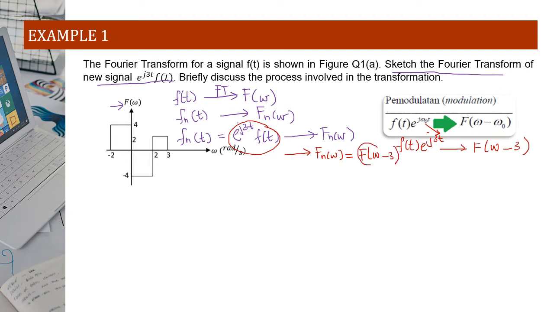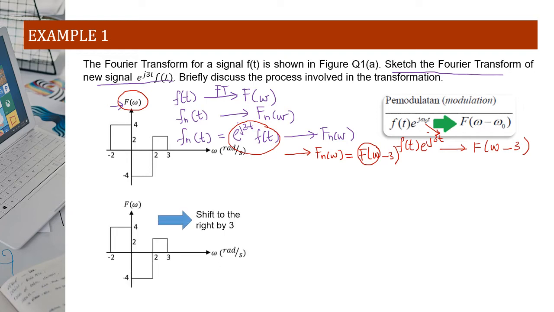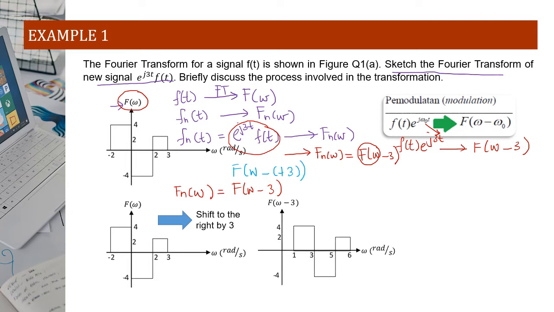What is F(omega)? F(omega) is the given signal. So you can transform F(omega), the original signal, into a new form F_n(omega) by having the signal in the frequency domain shifted to the right by 3. So F_n(omega) equals F(omega minus 3), which is F(omega minus positive 3). So the signal will be shifted to the right by 3. Hence the final output looks like this.